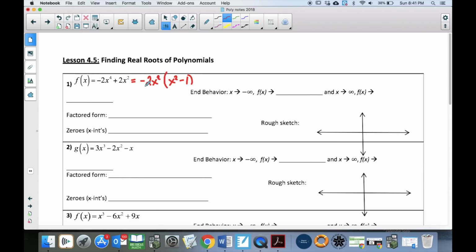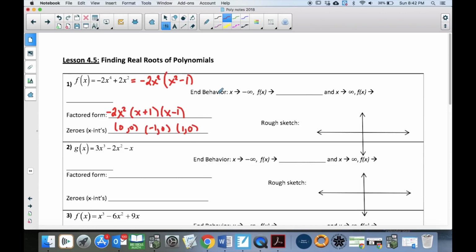It's a minus 1 because I factored out a negative 2x squared, and a negative times a negative is a positive. And we learned that that is not quite finished. I have one more step, so my factored form is going to be negative 2x squared, and then I have to factor this down to (x plus 1)(x minus 1). And so these factors are what are going to give me my zeros, or my x-intercepts. So this first factor is going to give me an x-intercept of (0, 0), and the other two are going to give me x-intercepts of (1, 0) and (negative 1, 0).